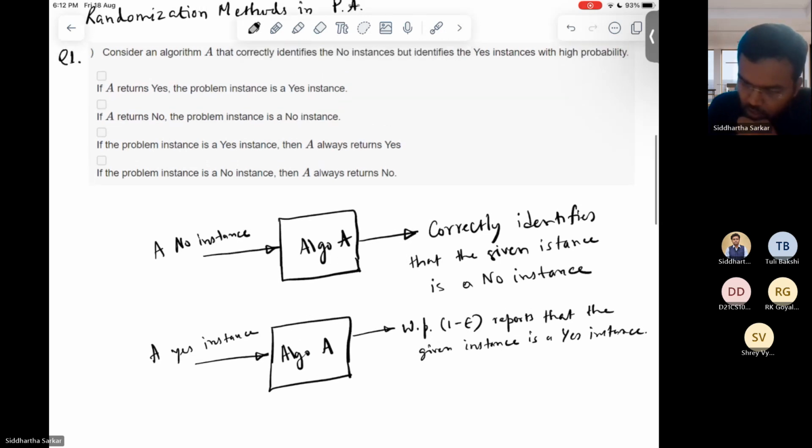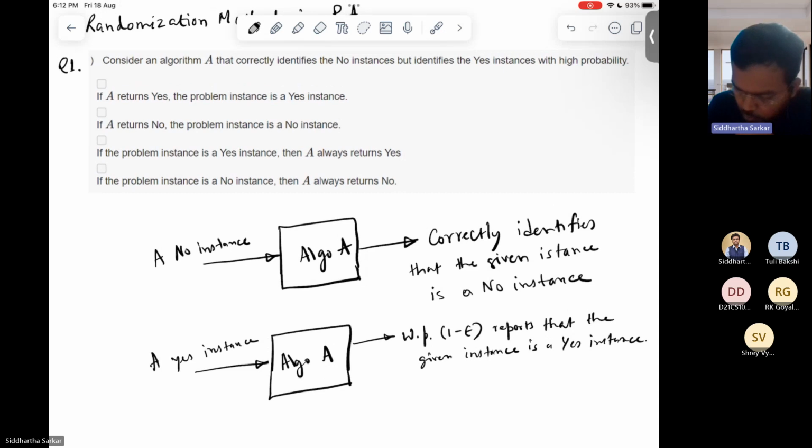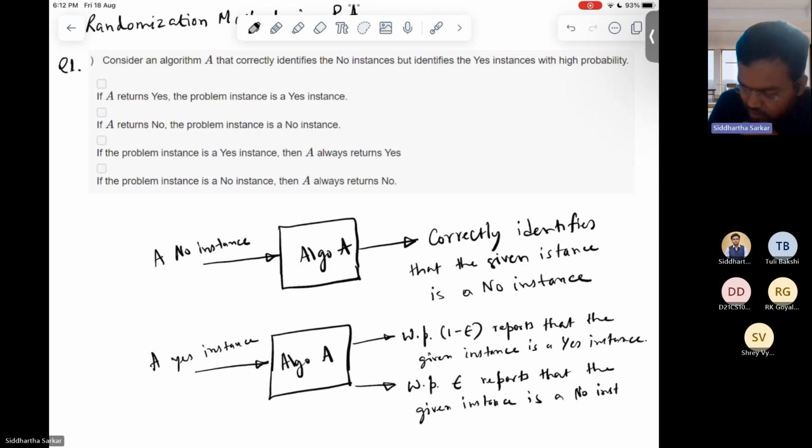Okay. But with a small probability, which is epsilon, it reports that the given instance is a no instance. So it makes an error, but with a very small probability. Now this is given to you, and you have to tell me which out of these 4 options, or if there are multiple options correct, that is also fine. So which are the correct options for this question?